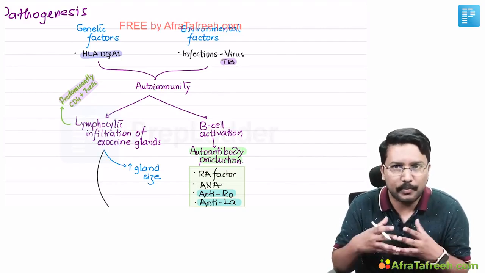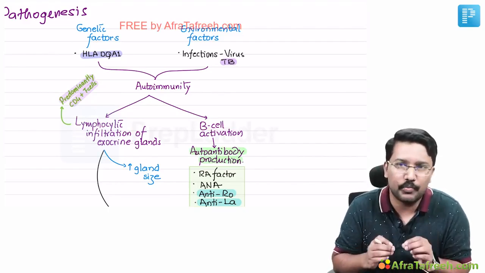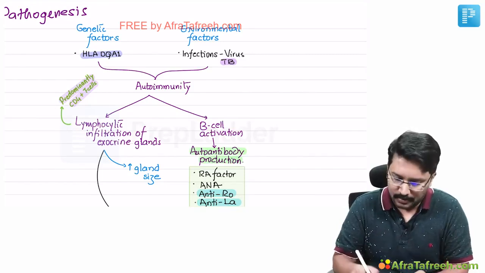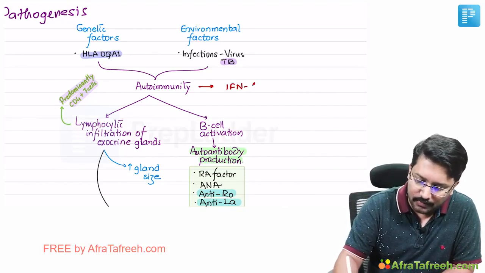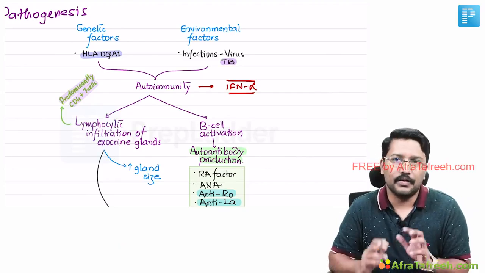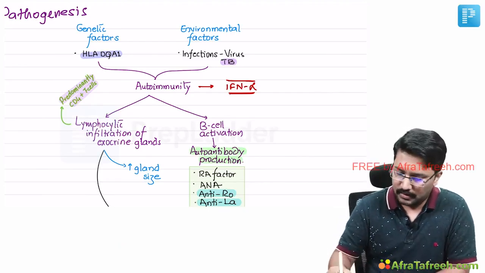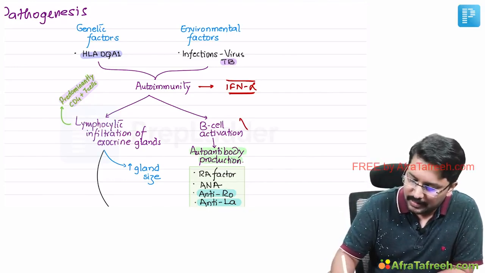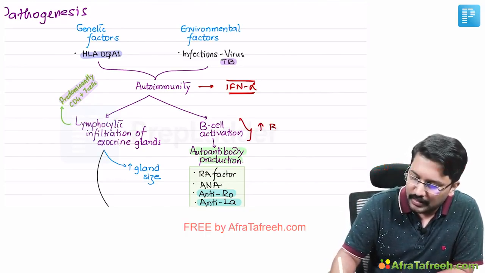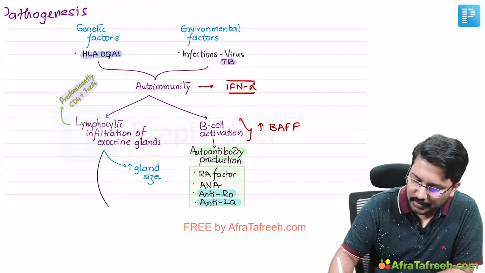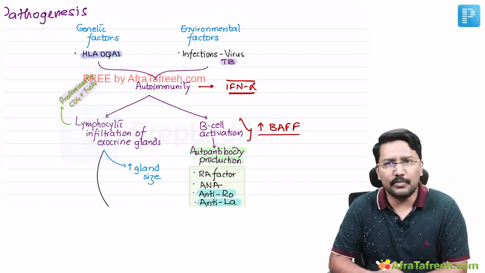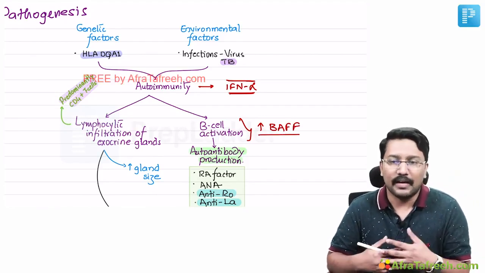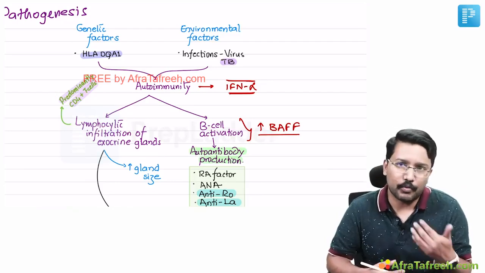Somehow, through an intricate pathogenetic mechanism, they trigger autoimmunity where there is activation of lymphocytes. Currently, we understand there is probably an important role of interferon alpha in triggering the activation of lymphocytes. Once activated, these lymphocytes are characterized by overexpression of BAFF or BLyS, the B lymphocyte stimulator factor. These activated B lymphocytes produce the autoantibodies.